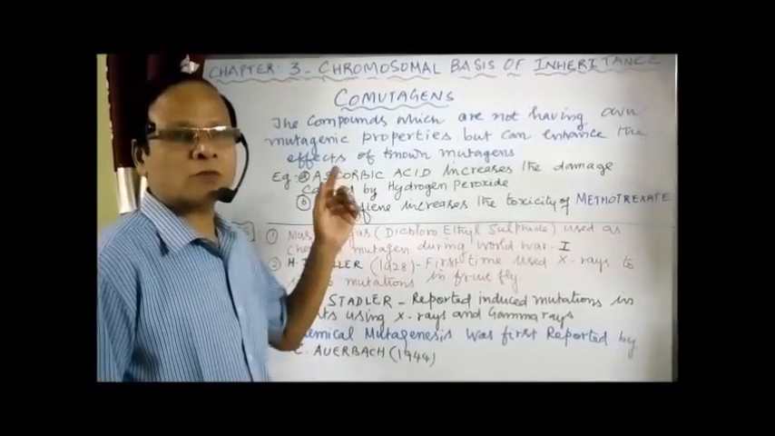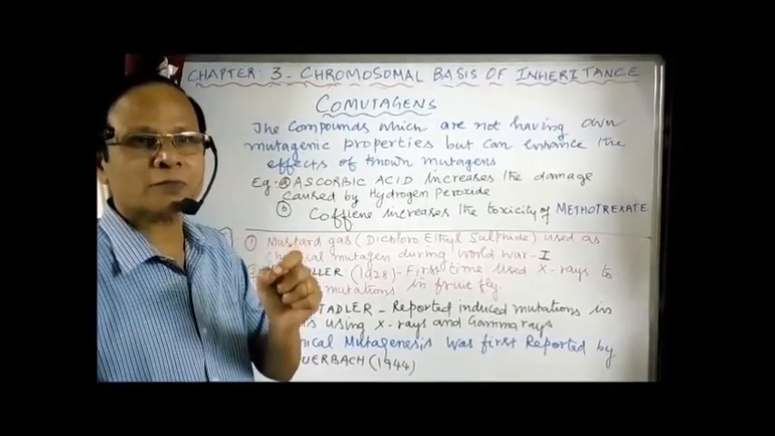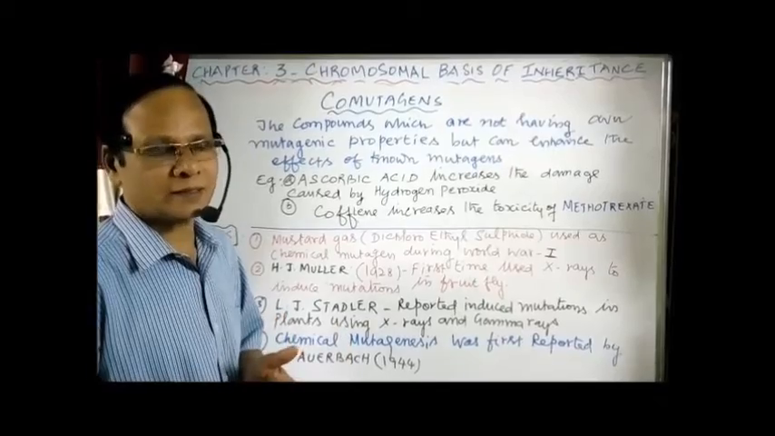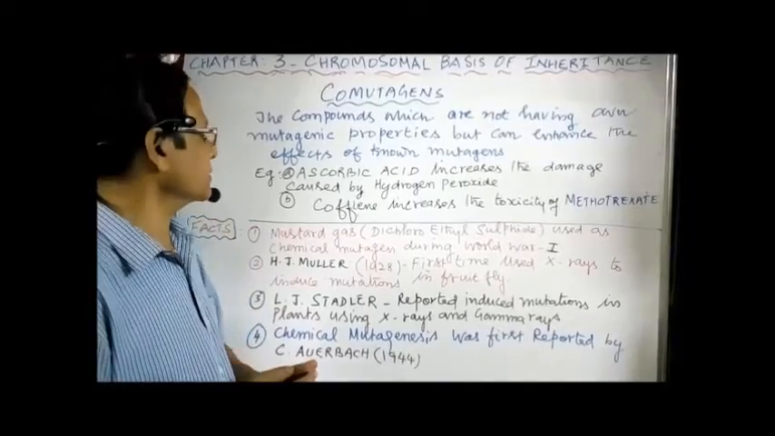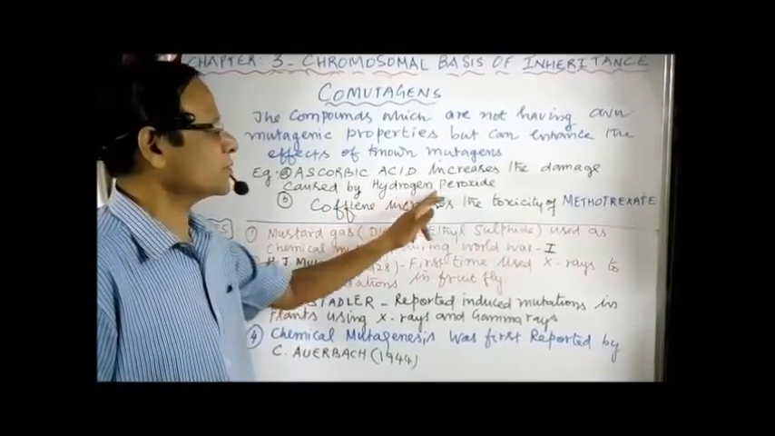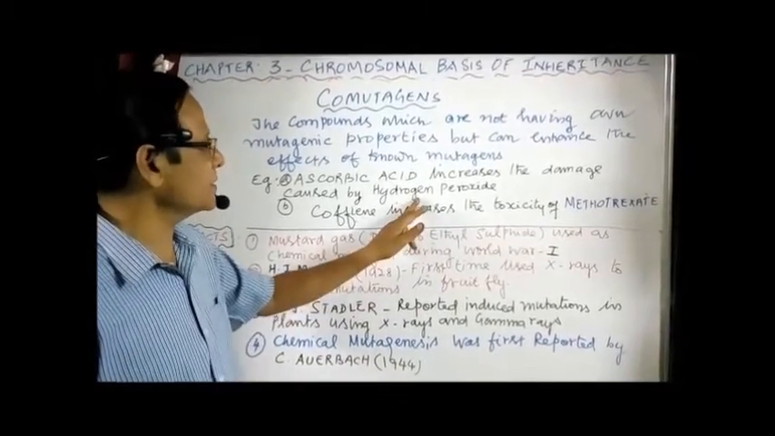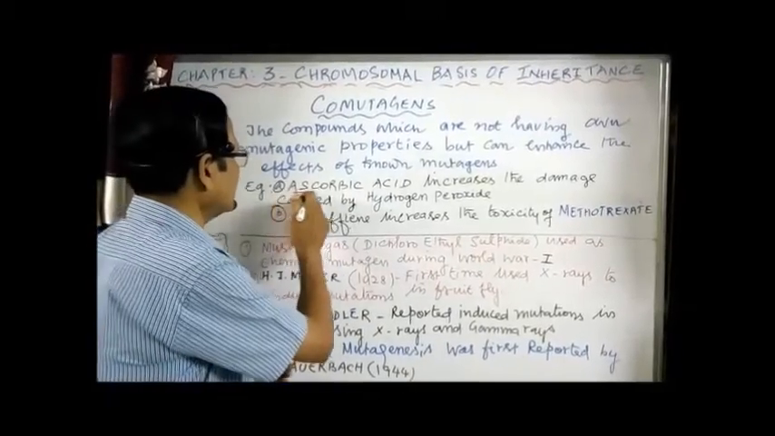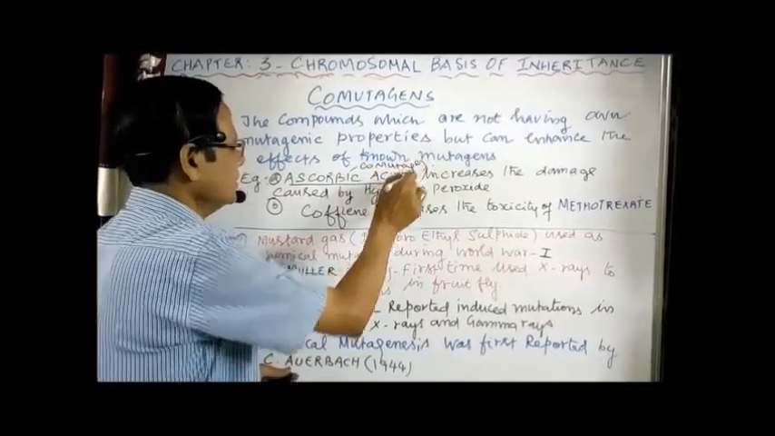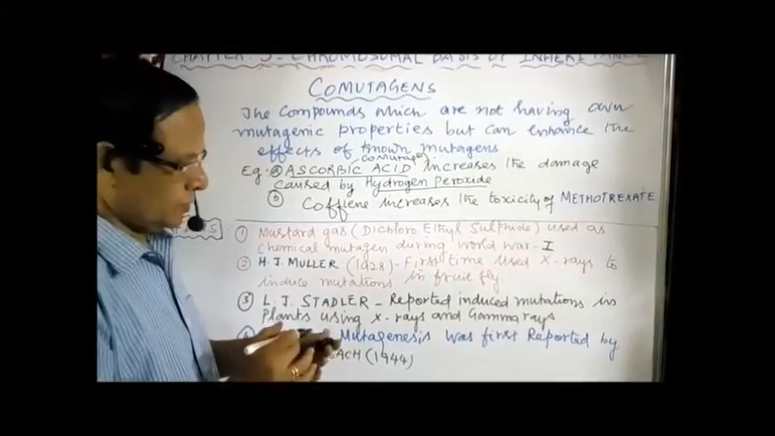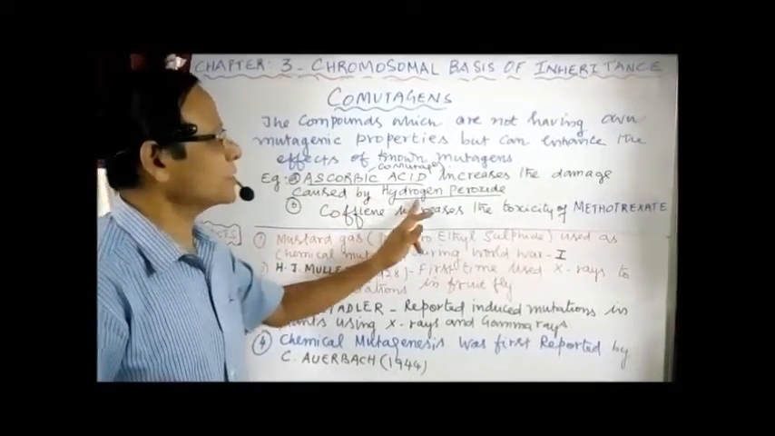I already described the co-mutagens. Co-mutagens are compounds which do not have mutagenic properties but enhance the effect of known mutagens. An example of that is hydrogen peroxide. This hydrogen peroxide is a known mutagen. Its activity is enhanced by ascorbic acid. So this is a co-mutagen and this is a known mutagen. Ascorbic acid, a co-mutagen, increases the damage caused by hydrogen peroxide.